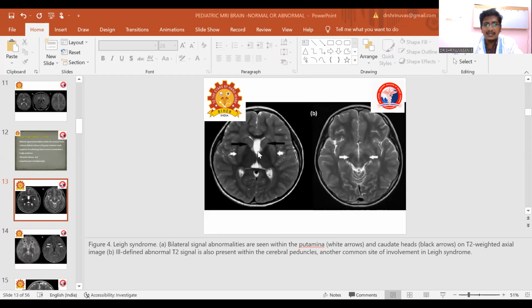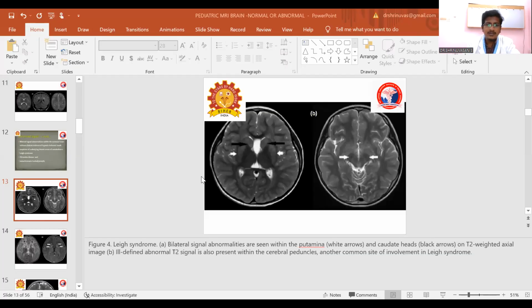Whenever there are bilateral abnormal signal intensities involving the putamina and the caudate heads, in T2 weighted images you can also observe ill-defined abnormal T2 signal within the cerebral peduncles, which is another common site of involvement of Leigh syndrome.